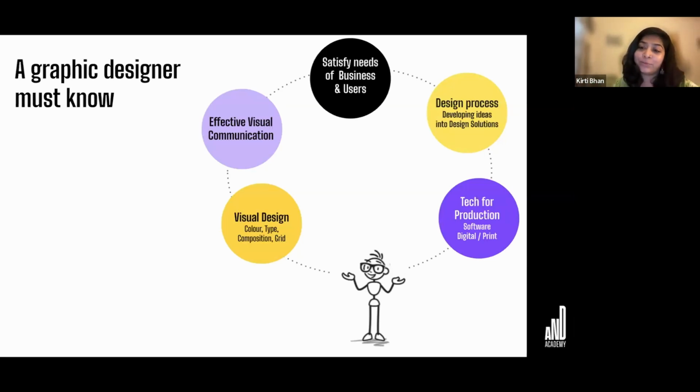Then moving towards the final one, which is tech for production, which is proficiency in the relevant production software, an essential part. Whether it's for digital platform or print, understanding the technical tools and technologies that bring a design to life is an important part of a designer's skill set. So I think we now have an overview of the essential skills and knowledge areas for graphic designers.